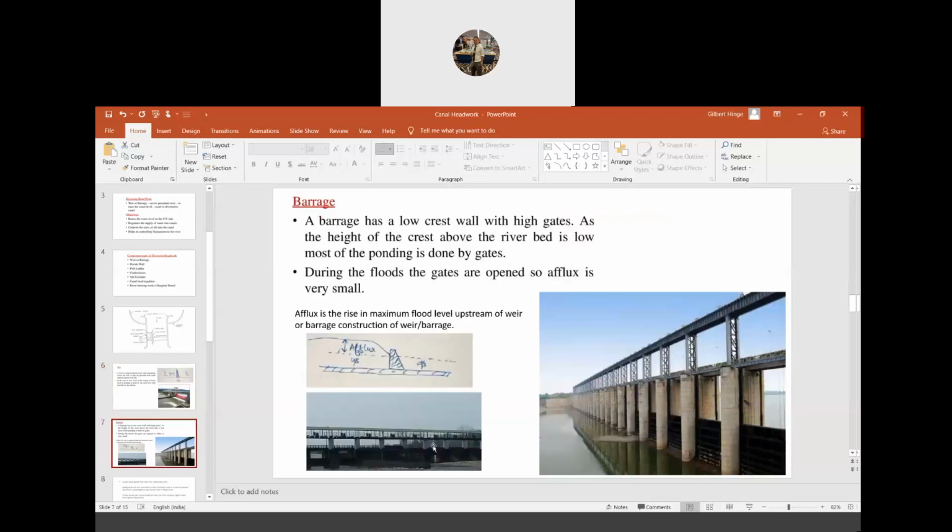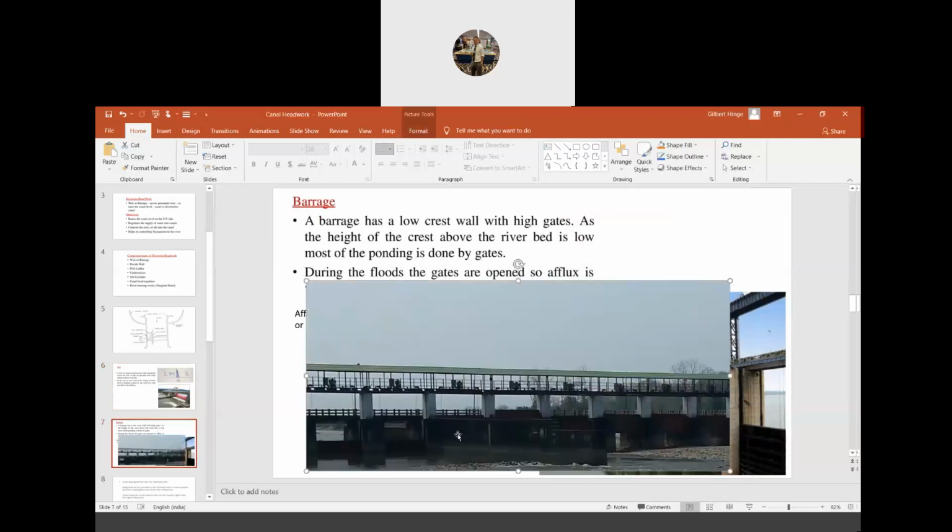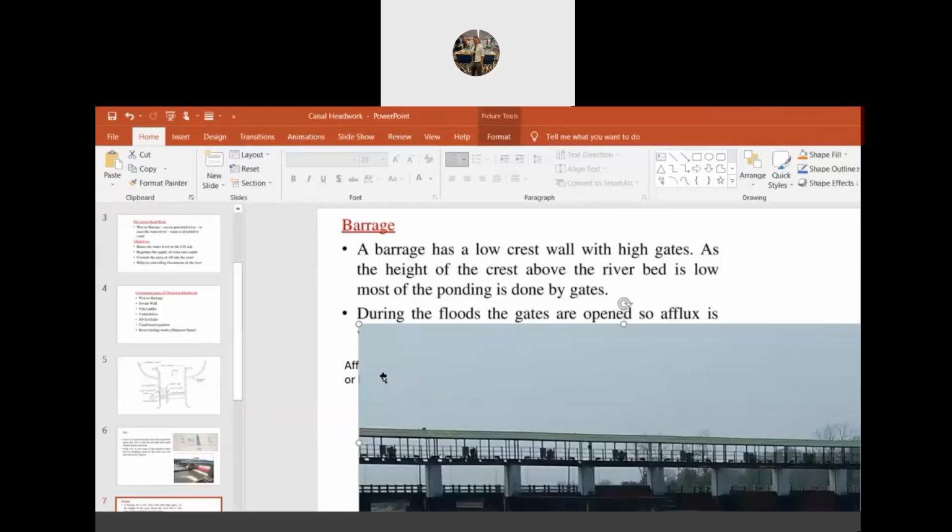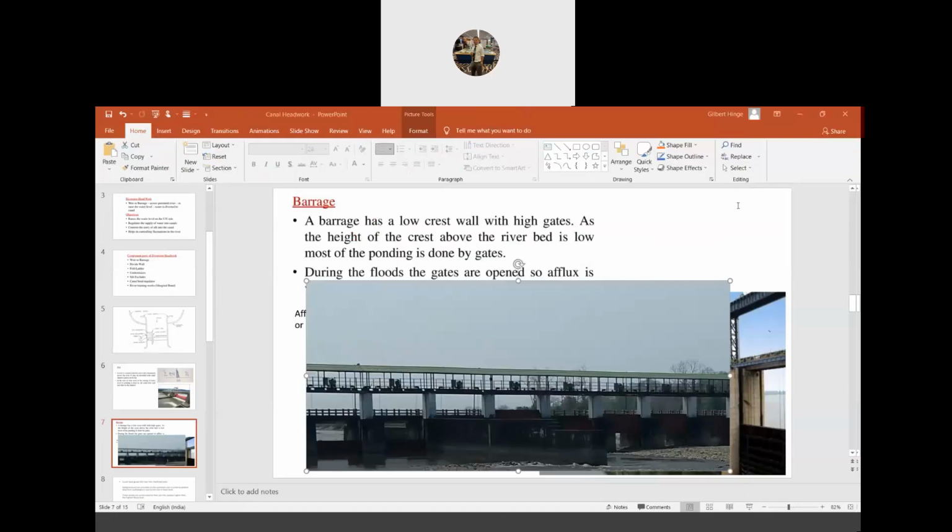You can see here, this is the real structure. Let me zoom in. Here we provide some barrage, some gates, and you see there are some kind of machines attached here, so that they can raise the gate. They can open it or close it using these machines that are attached here. So this is about the barrage.